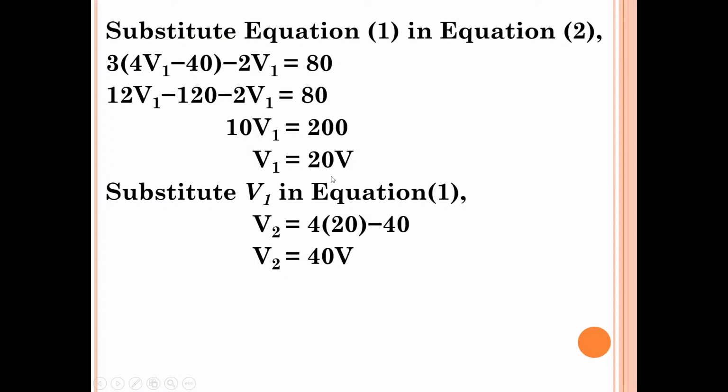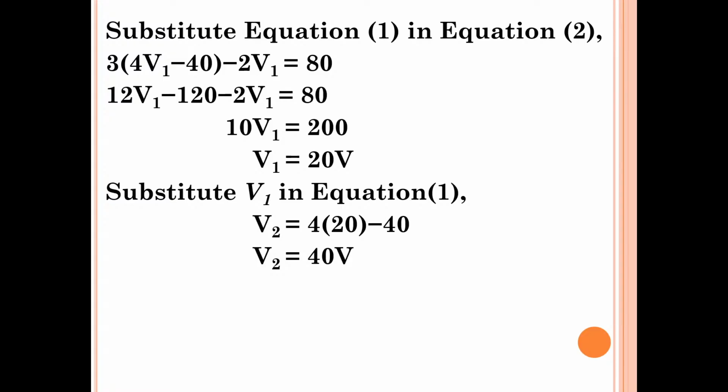Now I have got V1, I can determine V2. So you can either substitute V1 in equation 1 or equation 2, your wish. So you just substitute it. I have substituted in equation 1 and I have got the V2 value. So node voltage V1 is 20 volts. Node voltage V2 is 40 volts.